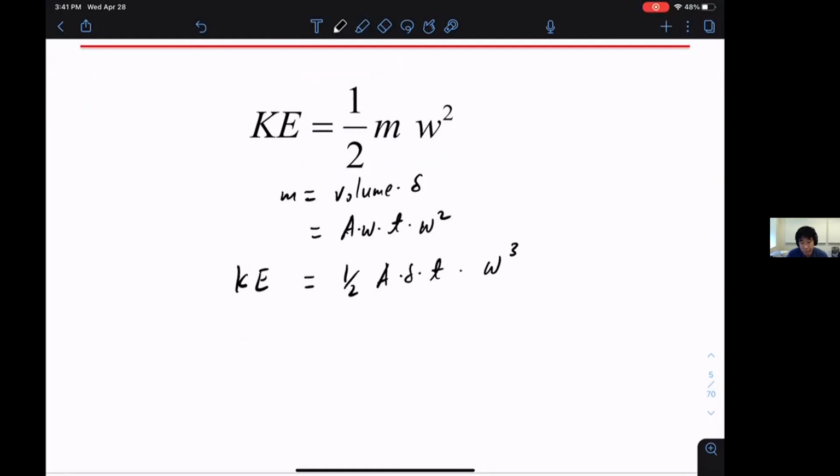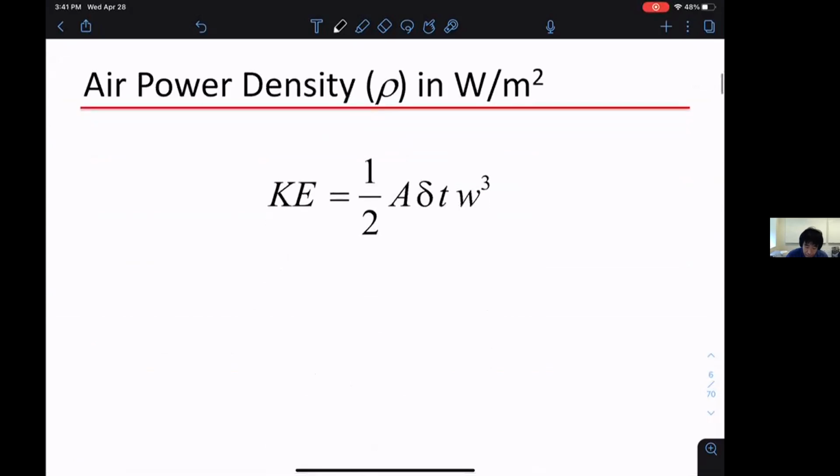Right, divide by time. So we want to get rid of this time variable. Again, we design a wind turbine. We know area, we know density, we know speed. So we want to get rid of time. We divide by time to get the power. So the wind power is the kinetic energy divided by time, so per unit time, how much we get.